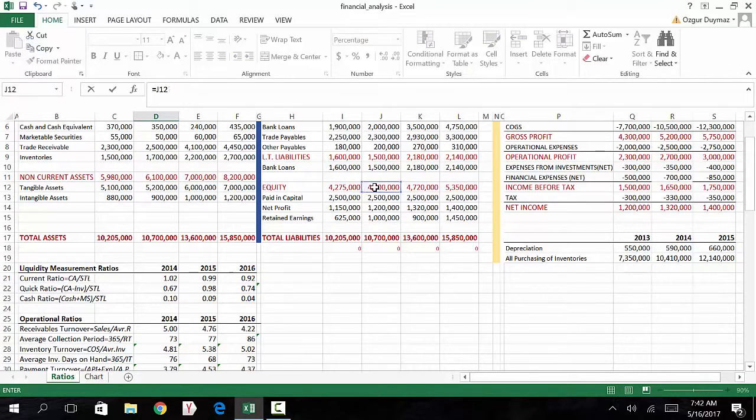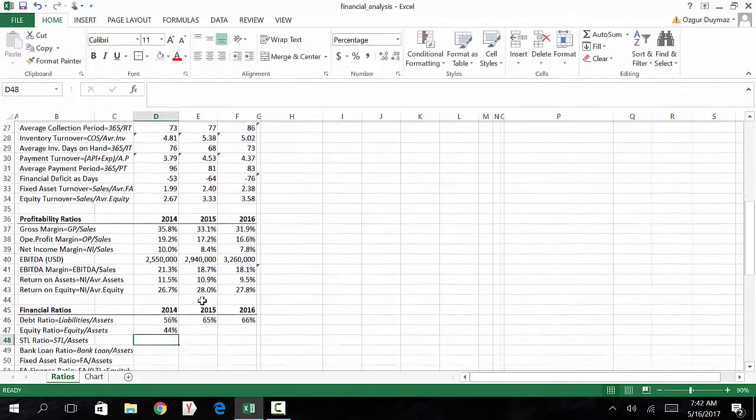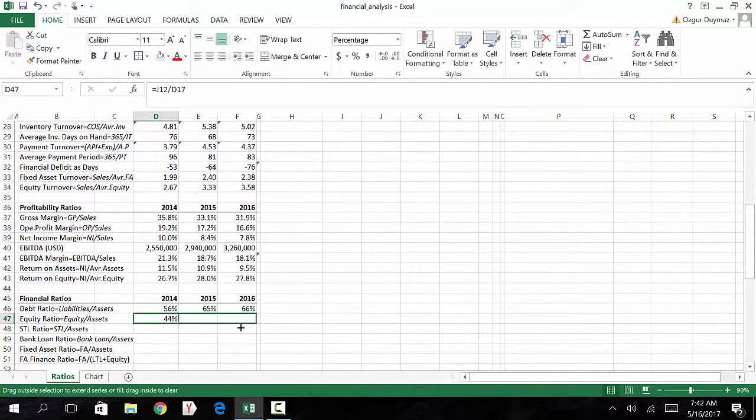Divided by total assets. Of course, these ratios' totals must be 1. And the equity level for the assets is decreasing year by year. And look at the last year.